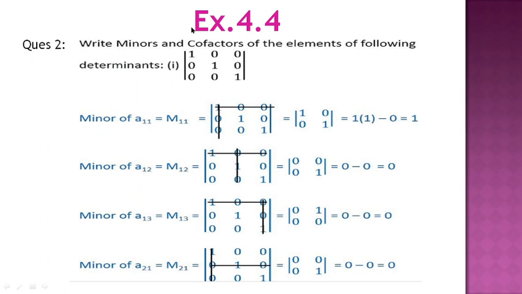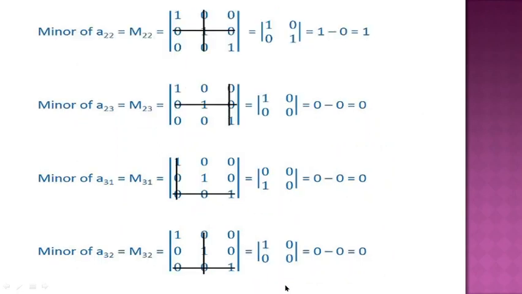Now let's see a few questions of exercise 4.4. Again a 3 by 3 matrix is given, we have to find the minors and cofactors. Hopefully you have understood, and this is very simple. Minor of A11 means M11, we have to cross the first row and first column, and then find the determinant, 1 minus 0, that is 1. M12 means first row and second column we have to cross, and then the determinant is 0 into 1, that is 0, minus 0 into 0, that is 0. M13, first row and third column, means 0, and 0 into 1 is 0, again the answer is 0. That way we will find all 9 minors.